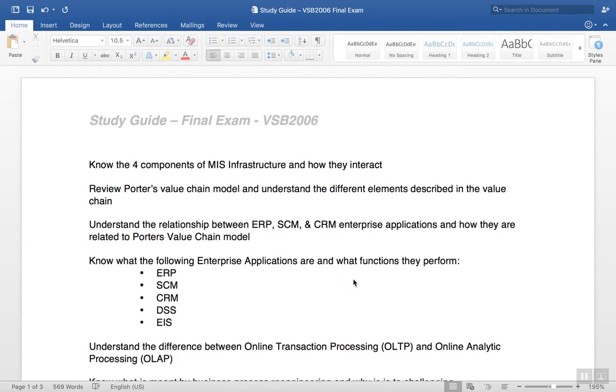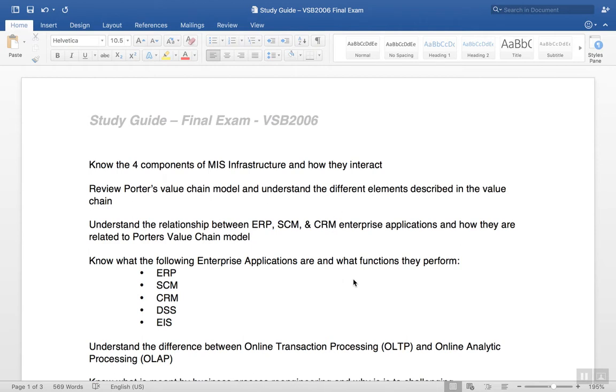Okay, so the first one we talked about, the MIS infrastructure. The four components are hardware, software, data, and network, and what they are and how they work together. So the idea of the relationship between hardware and software, how they interact with data, and then how network is used.